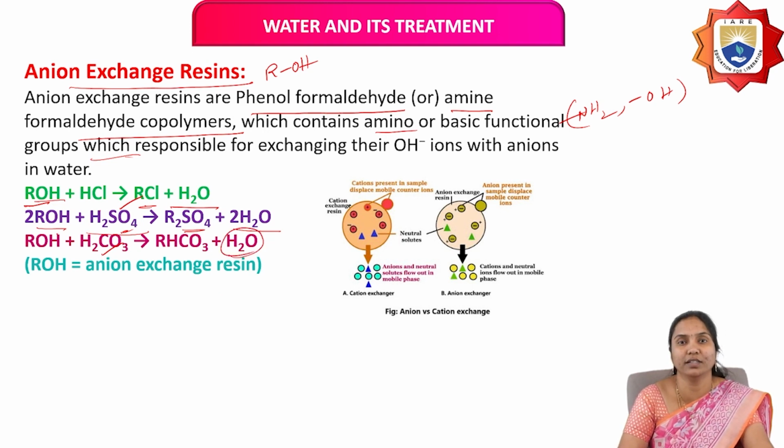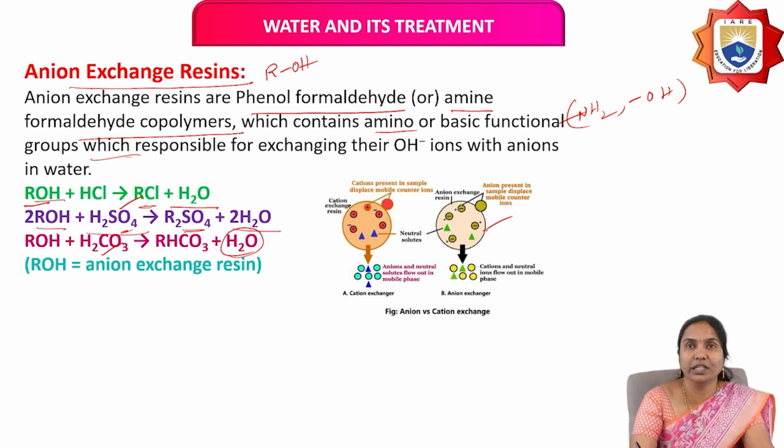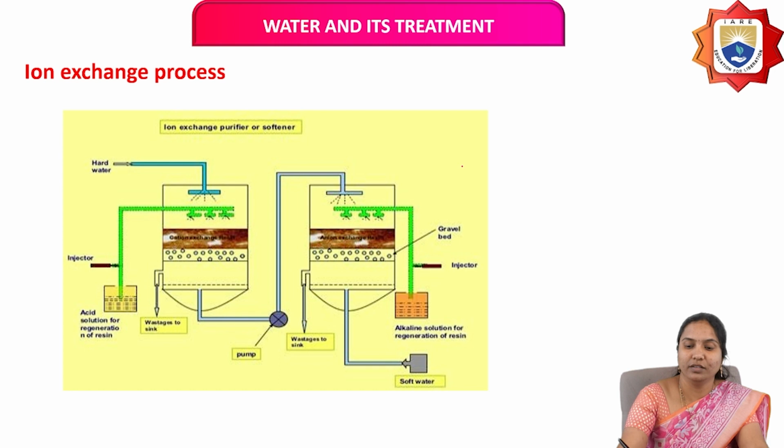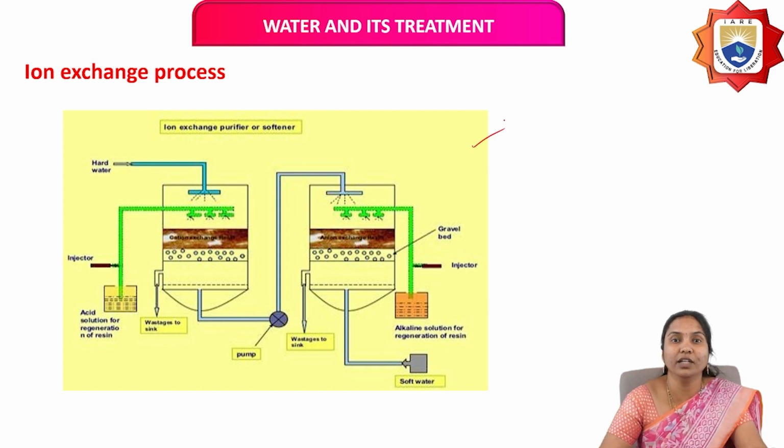In this anion exchange resin, it contains mainly basic functional groups like OH and NH2, and it is capable of exchanging its OH minus ions into the water and absorbs all the anions which are present in water. See the image here also. So it absorbs all the anions present in water and gives its OH minus ions into the water. So this is the equipment which is used for the softening, demineralization process, or ion exchange method.